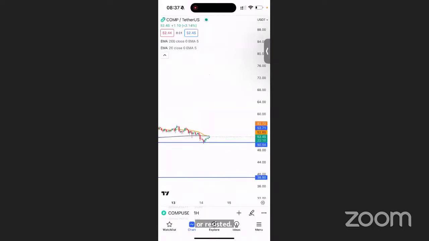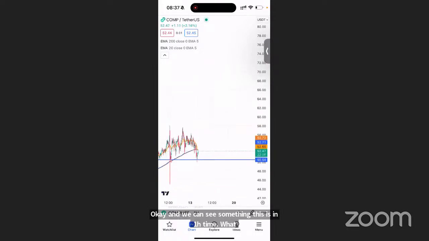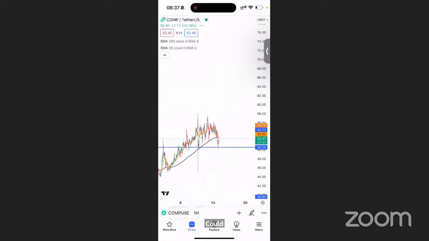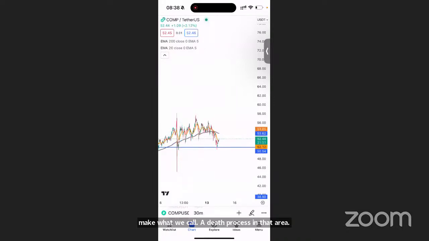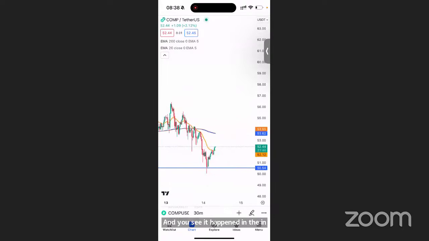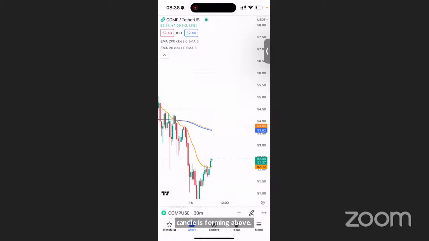This is in 1 hour time frame. What is planning to happen here is that the market was planning to make what we call a death cross in that area. And you see it happened in the 30 minutes time frame. But now what is happening, ladies and gentlemen, is that we see the candle is forming above. Can we see that in 30 minutes? The candle is forming above.